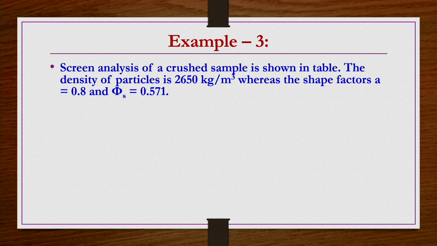Now we take an example. The screen analysis of a crushed sample is shown in the table. The density of particles is 2650 kg per meter cube, whereas the shape factor is 0.8 and the sphericity is 0.571.